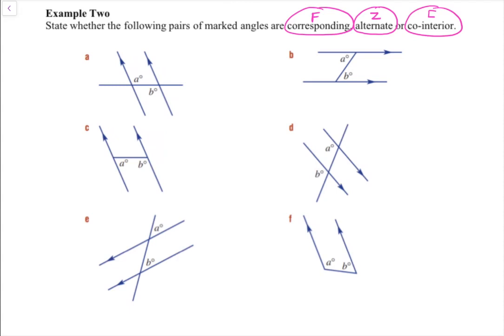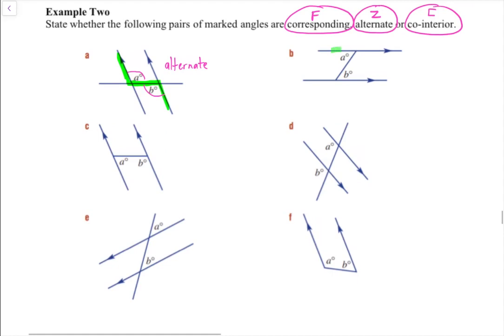So if I look at part A, if I turn the page 90 degrees to the right, or to the left, I can see a Z shape, which means A and B are alternate and they're equal to each other. For part B, I can see a Z shape, and on the inside of the Z parts, I can see that those 2 are equal. So A and B are alternate.